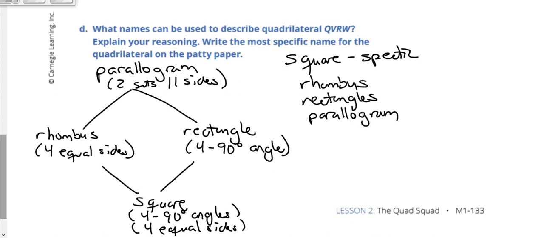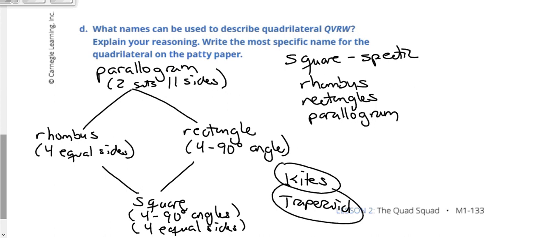Now, how does a kite come in here? Well, a kite kind of comes off on its own little side, as well as with a trapezoid. So over here is kind of kites. And then you have a trapezoid. They're kind of their own unique little side things over here. Because a kite does have some properties of a rhombus, but it doesn't have the 4 equal sides that make it one, and it doesn't have parallel sides that pulls it into the parallelogram.